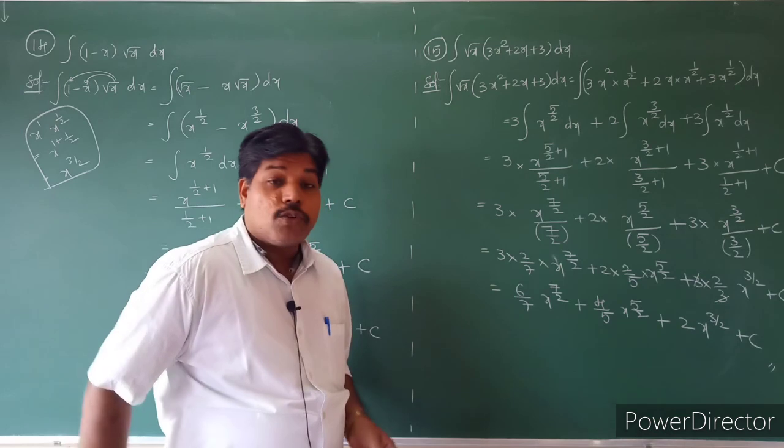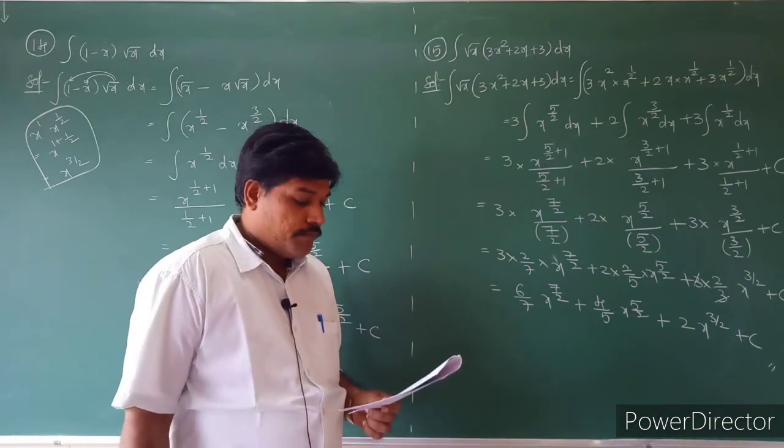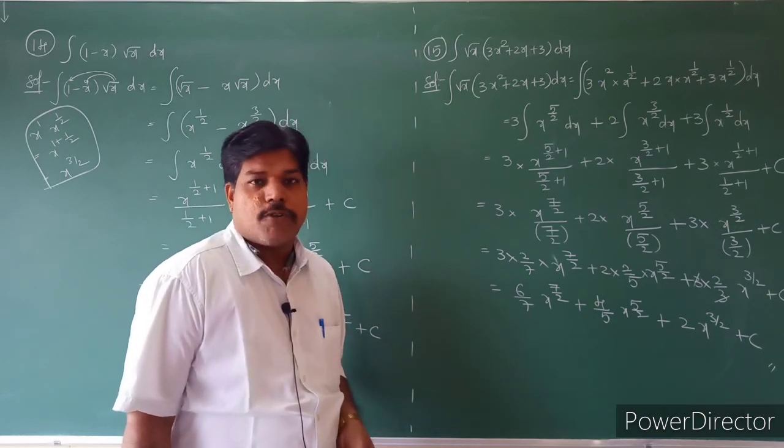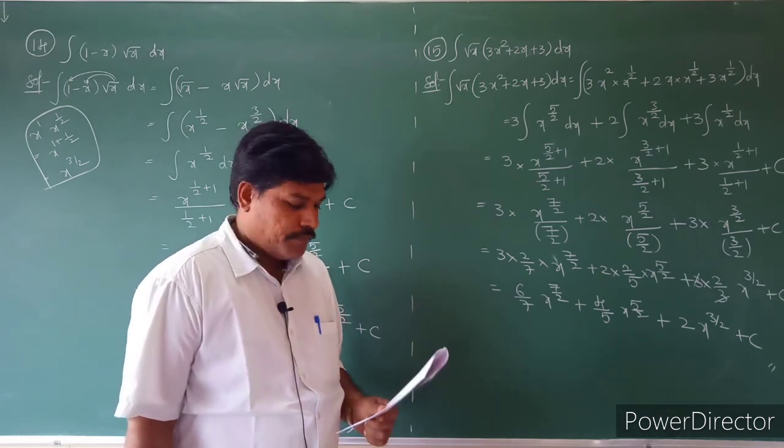So the 16th question is already over. What is question 16? Integral of 2x minus 3 cos x plus e power x into dx. We have already completed that question.